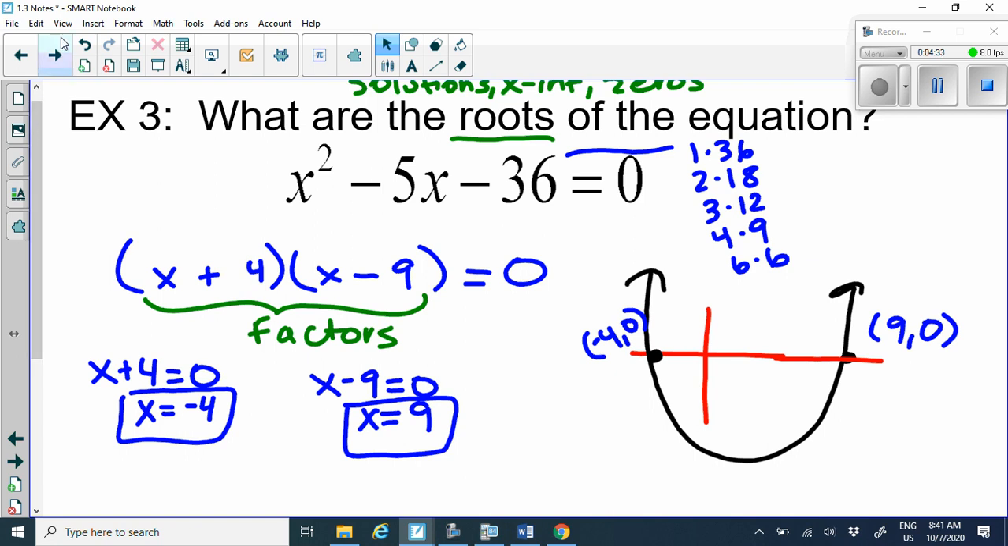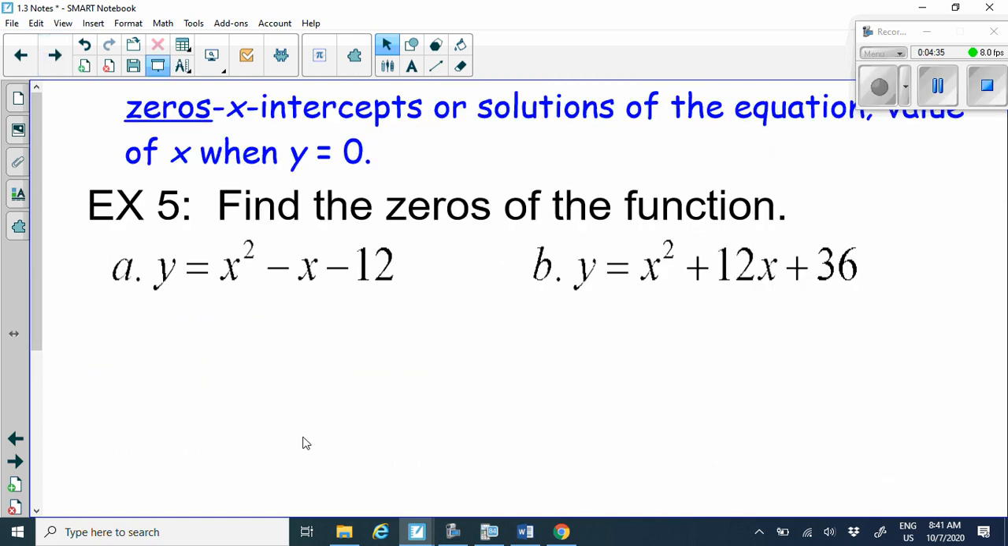Okay, let's try another one of these. Okay, so here it says zeros. So x-intercepts or solutions of the equations. Value of x when y equals 0. So in example 5, we're going to find the zeros of the function. So to find the zeros, the very first thing we need to do is make sure our equation is set equal to 0. So we're going to do that for both A and B. So changing the y into 0.